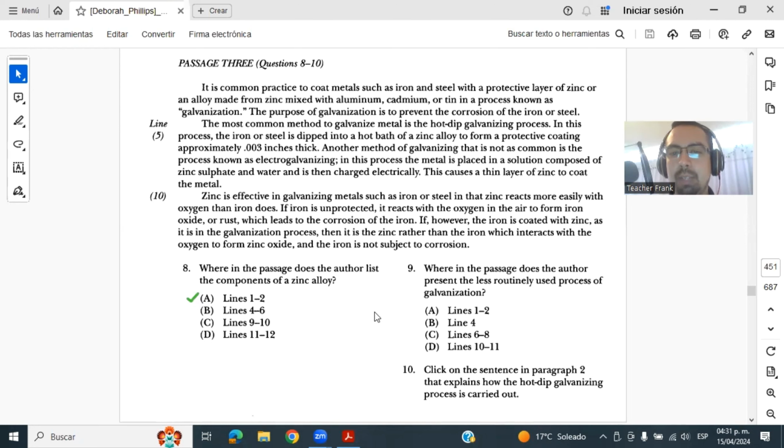Then 9, let's see, where in the passage does the author present the less routinely used process of galvanization? This is going to be C, lines 6 to 8. Okay, and then number 10 is click on the sentence in paragraph 2 that explains how the hot dip galvanizing process is carried out. This is going to be obviously paragraph 2, sentence 2, in this process, where it starts to say in this process.